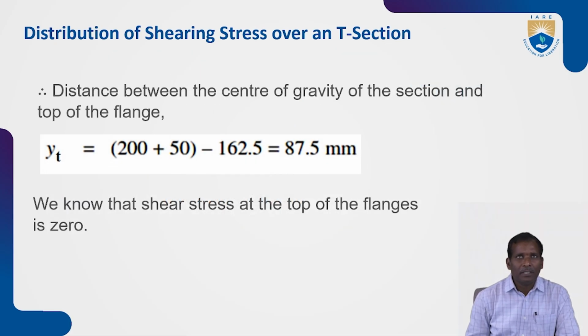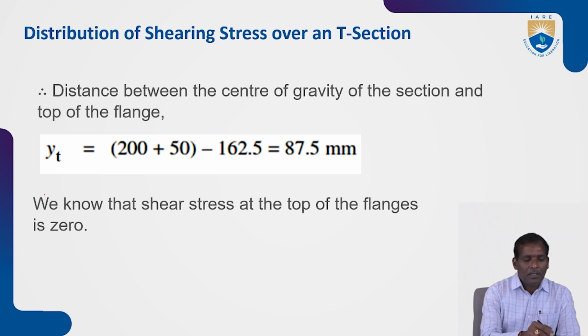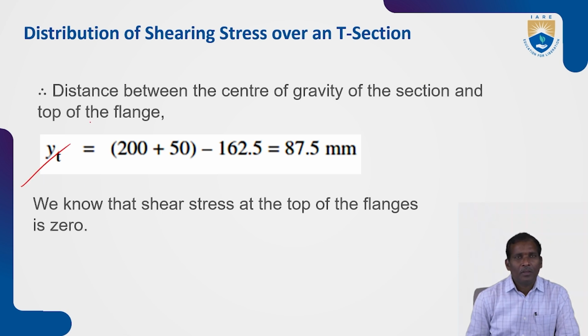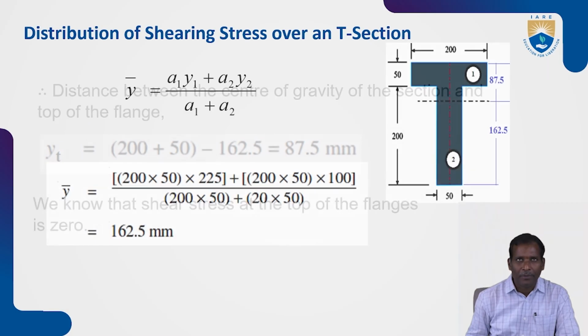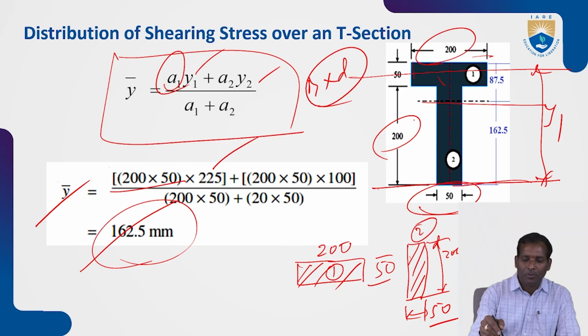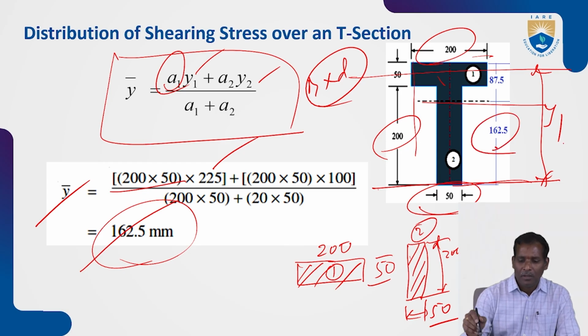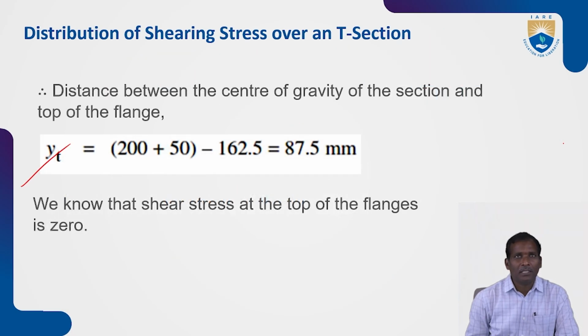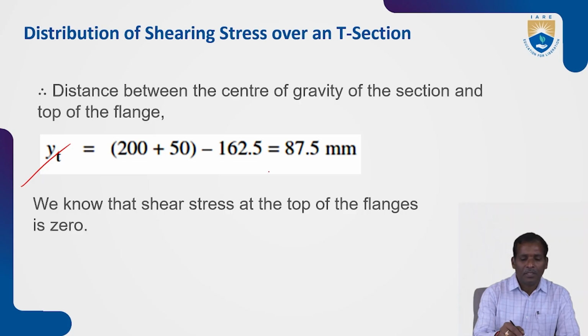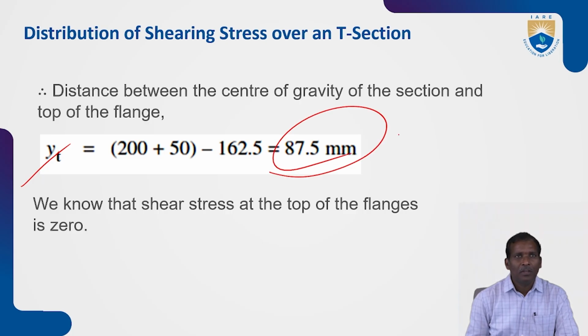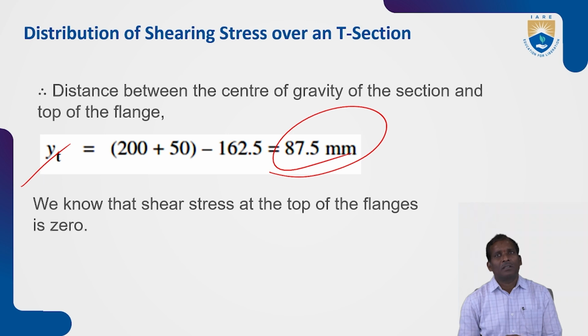So what is the distance between the center of gravity of the section and the top of the flange? 200 plus 50 minus 162.5. The 200 plus 50, 250, minus 162.5. So you will get the distance between the center of gravity of the section and the top of the flange, that is 87.5 mm. We know that the shear stress at the top of the flange is 0. There is no shear stress at the top of the flange.